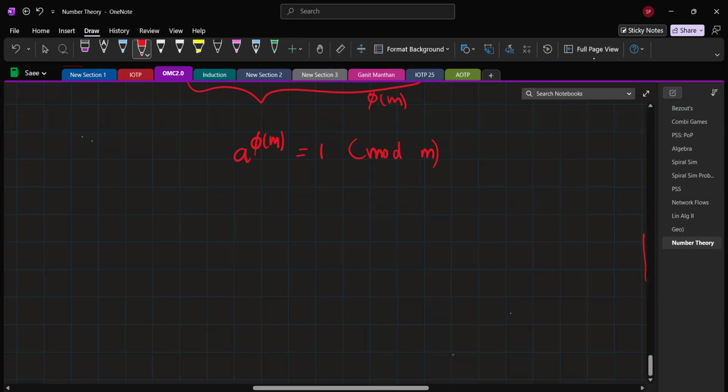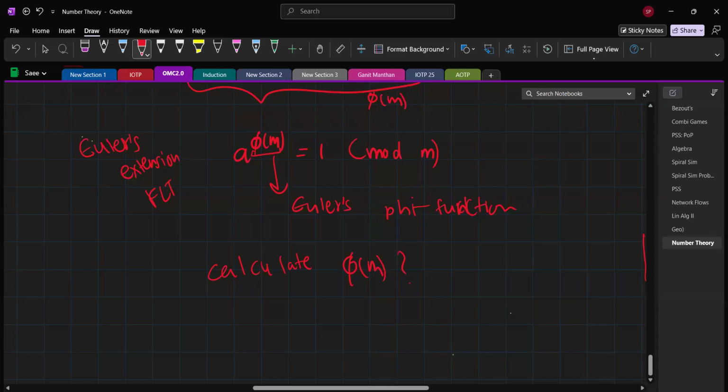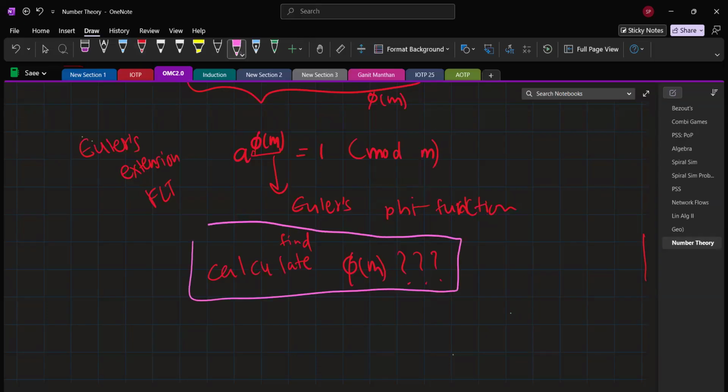Okay. So this is called Euler's extension of FLT, and this function is called Euler's phi function. Now this gives rise to another interesting question to think about. Is there some way to calculate phi of m? If you're given m, how do we find phi of m?